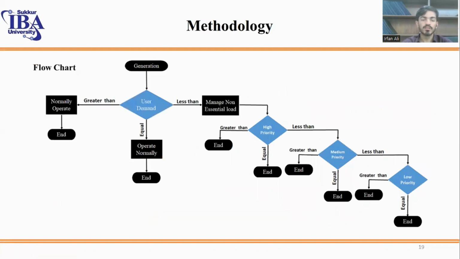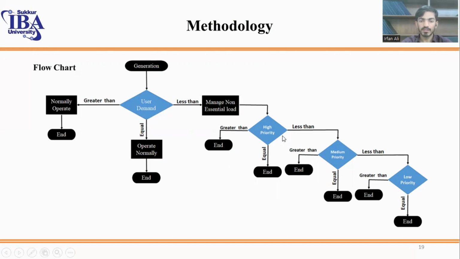In this flowchart, the system compares the generation with the user demand. If the generation is greater than the user demand, the system operates normally. If the generation is less than the user demand, the system will manage the non-essential load priority-wise. In this project, we have given priority to the commercial loads and then the domestic loads, meaning that when there is unbalancing, the system will manage the loads of the commercial feeder, then it would go to the domestic feeder in case of unbalancing.